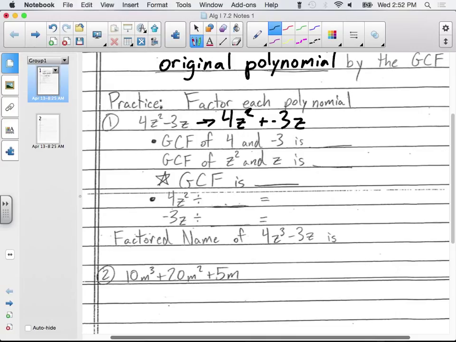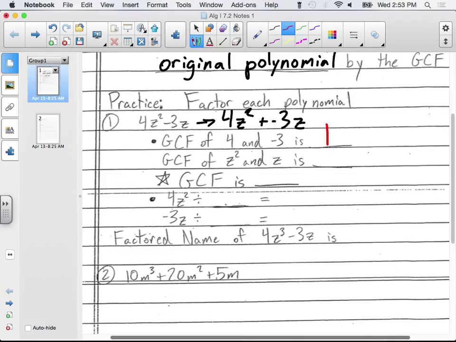So what are all the factors of 4? 1, 2, 4. How about negative 3? 1, negative 1, negative 3, and negative 1, and 3. In these two lists of factors, what is common in both of them? Positive 1. So what do you think our greatest common factor of 4 and negative 3 is? Just 1. Alright, so we got our number part down.